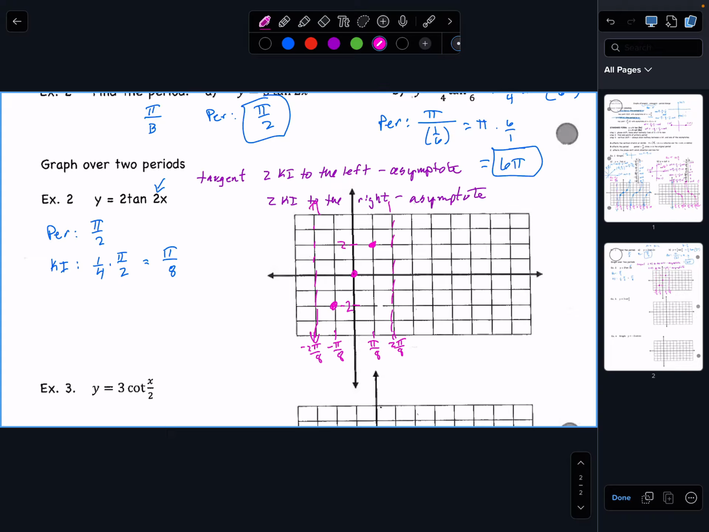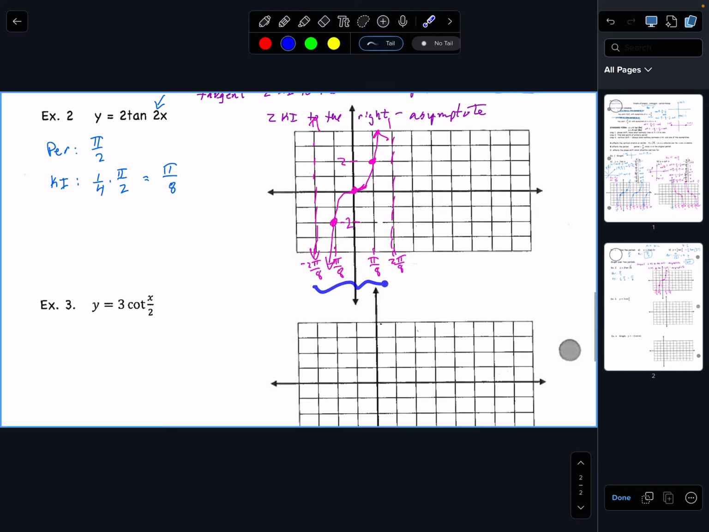And then try to emphasize that there's a change in concavity. It's concave down, it changes to concave up. And that is 1 footprint. From here to here is pi halves. This is pi fourths to the left, pi fourths to the right. That adds up to pi halves. That is your length of your period.